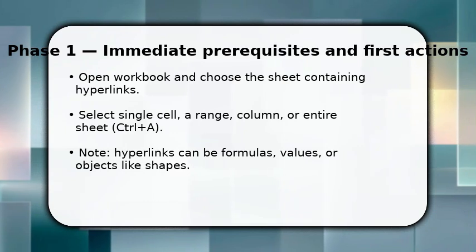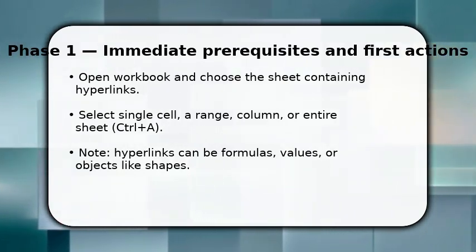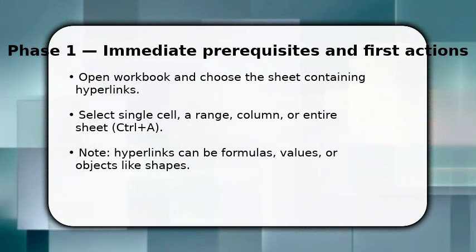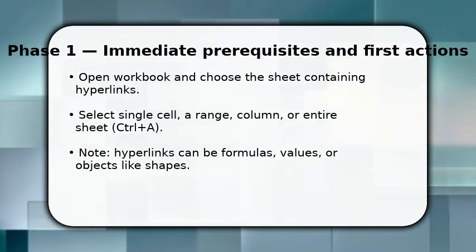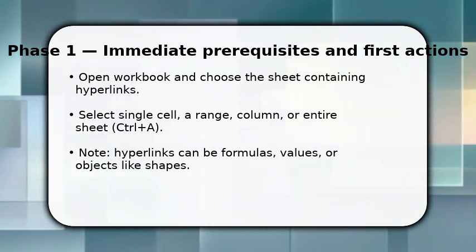You start now by selecting the hyperlinks you want removed. Don't prep unrelated files. Click the first cell, then drag or use Shift+click to expand selection. Once done, make sure you're not editing a formula bar. Selection must be active in the grid.